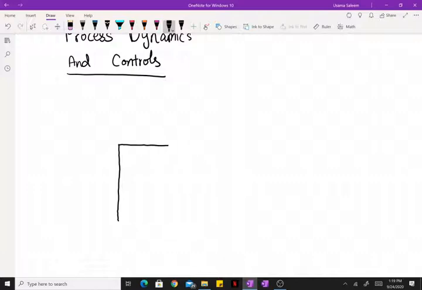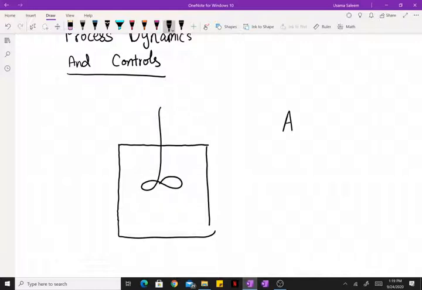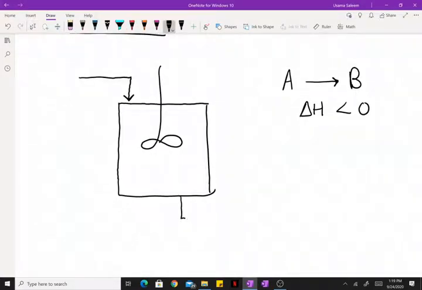Let's say we have a continuously stirred tank reactor in which we have a reaction A going to B, and the reaction is exothermic. We have a raw material feed rich in A, and we have a product feed rich in B. So these are the valves that control the feed and product flow rates. And the level of the CSTR is represented something like that.